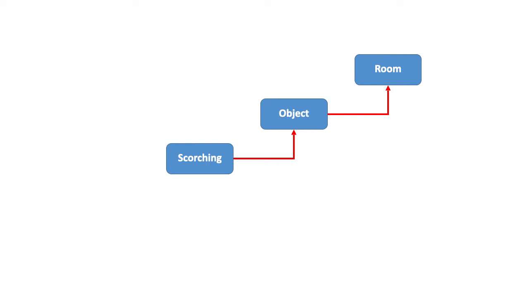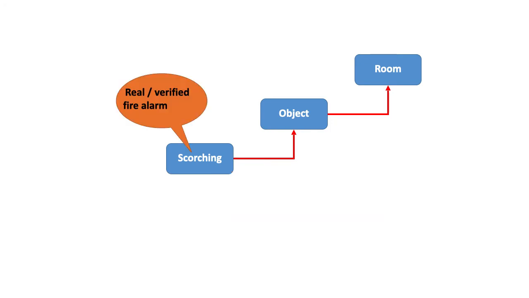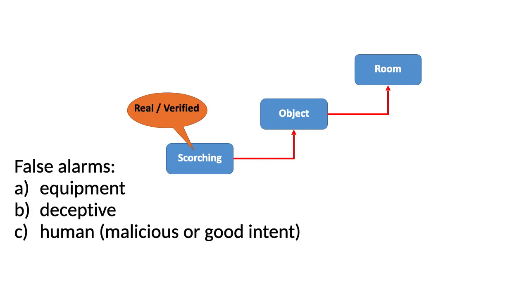And a fire detection installation has been designed to detect the smoke, to be triggered by the smoke that is caused by the scorching phase. So, in this stage of fire propagation, before the object is on fire, I have the scorching phase, and I have a real or verified fire alarm. Well, besides the real and verified fire alarms, I have false alarms.